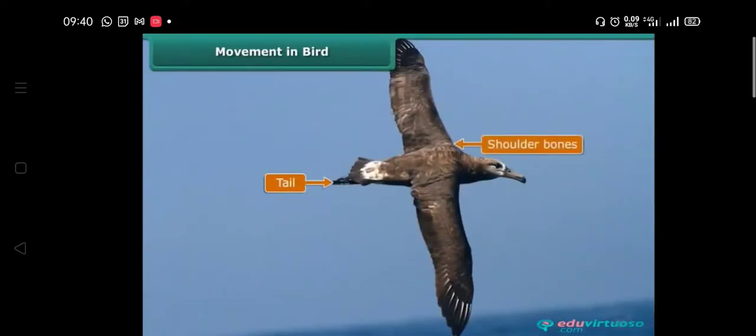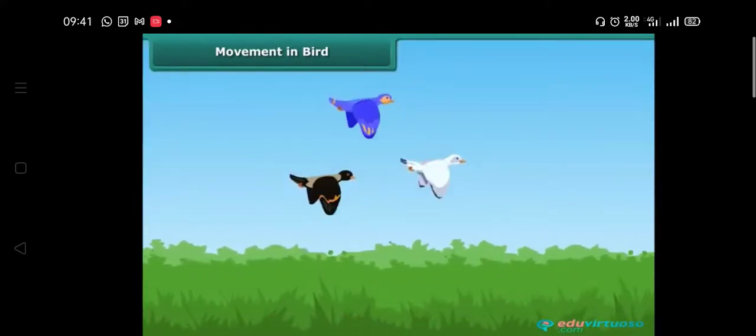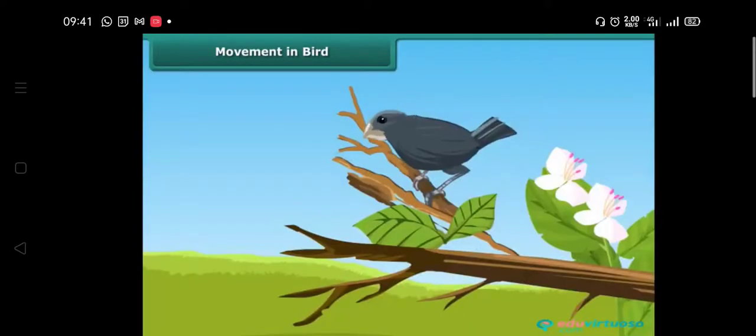Birds have very strong shoulder bones. They don't have the urinary bladder, which helps them to fly easily. They can walk and perch on trees with the help of their hind limbs.